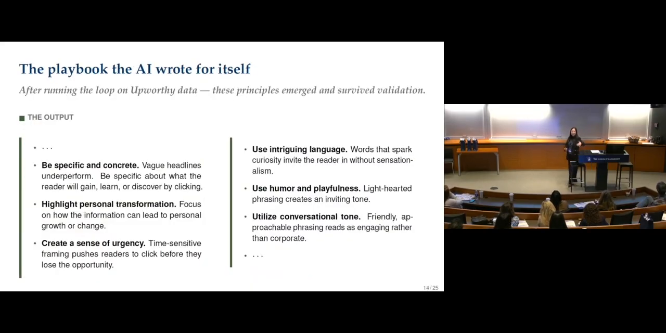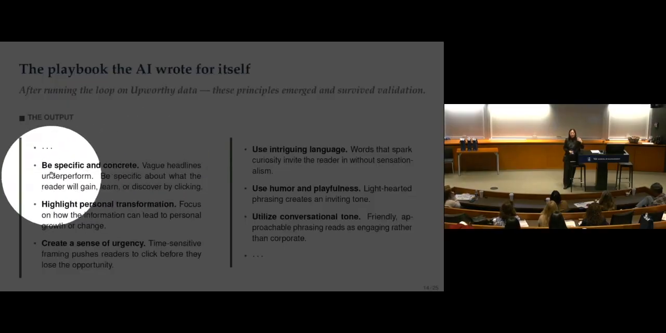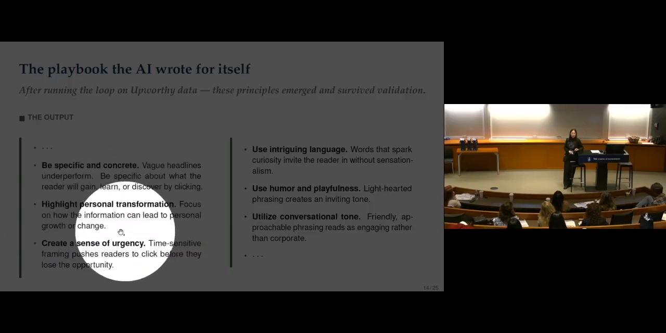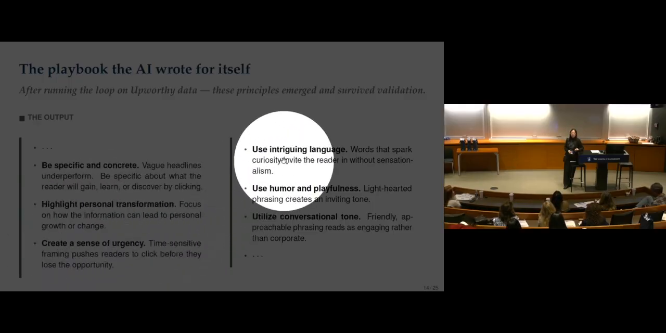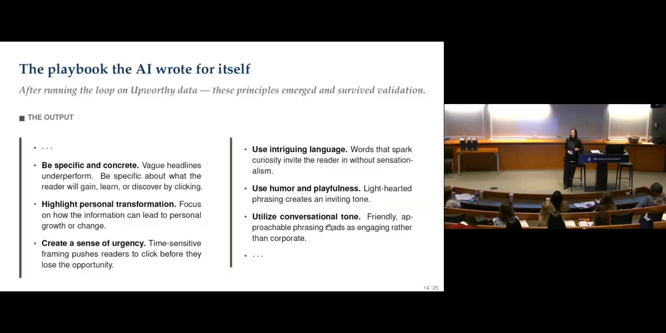All right, so this is a subset, and the LLM ends up selecting over 10 different hypotheses. This is a subset of them, so you can take a look. The final selected, validated hypotheses are like: be specific and concrete, highlight personal transformation, create a sense of urgency, use intriguing language, use humor and playfulness, utilize a conversational tone, and so on. These act as some kind of guidelines. The benefit is that once you train, this becomes a very general, principle-guiding knowledge that you can always insert in your prompt when you do headline generation for your platform.